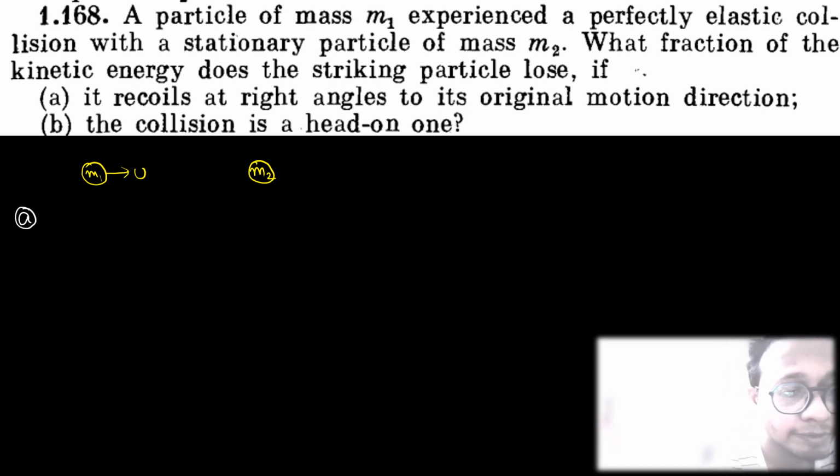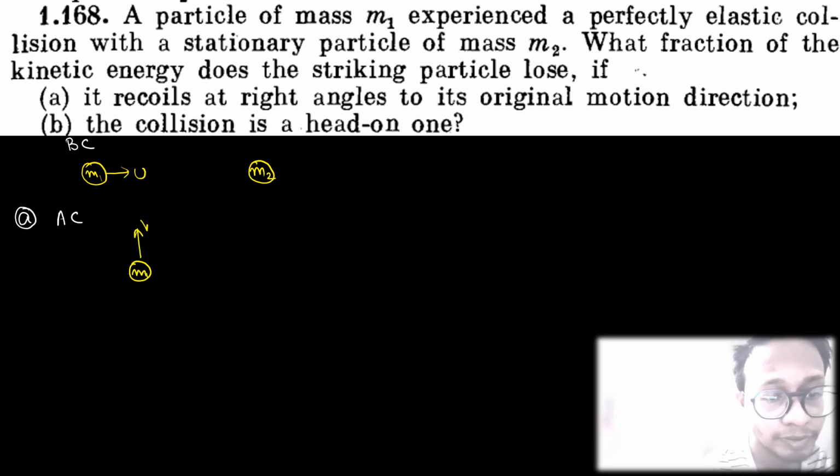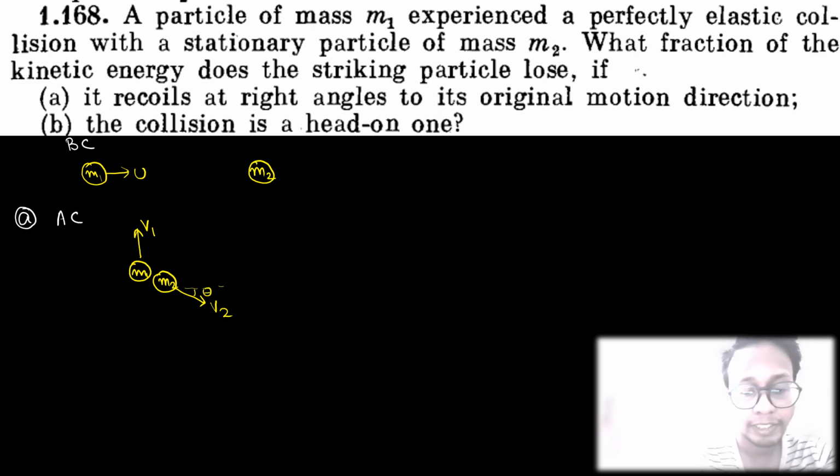Okay, this is before collision, this is after collision. After collision, what is happening? M1 jumps off with V1 in a perpendicular direction. That means it came in this direction, jumped off in this direction. And M2 will have some velocity, let's say V2, making an angle theta with the horizontal. I neither know V2, nor theta.